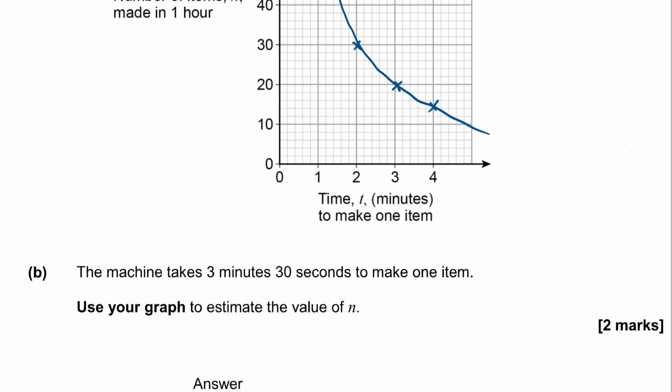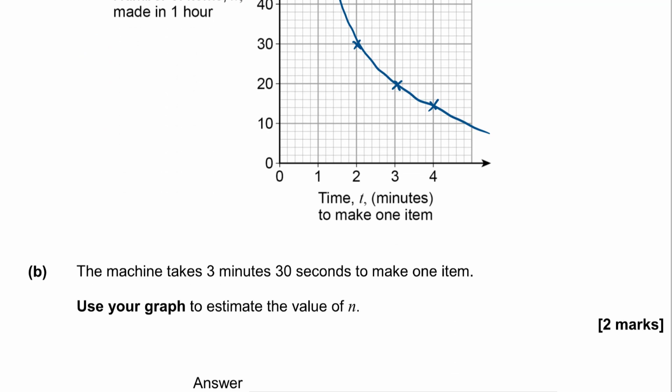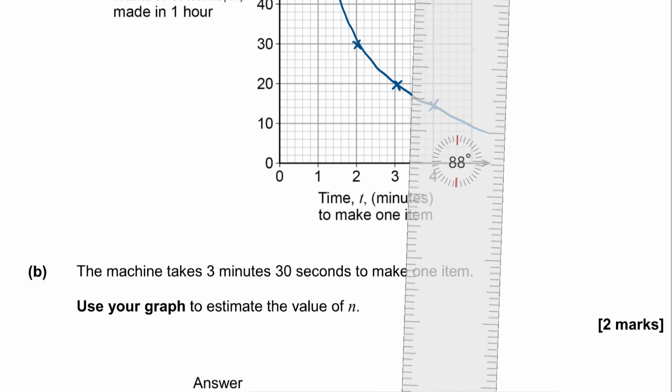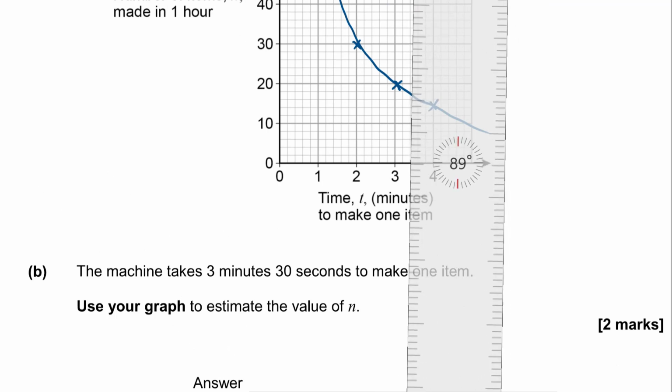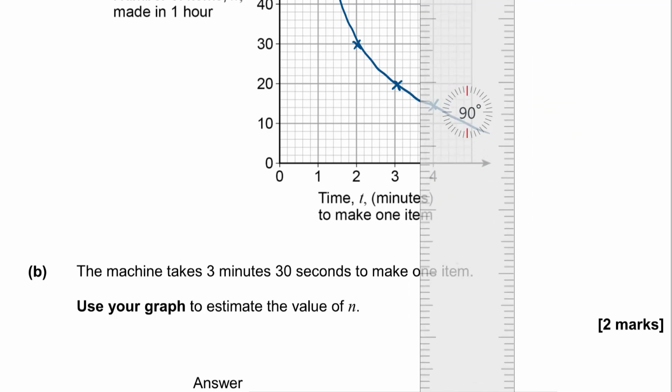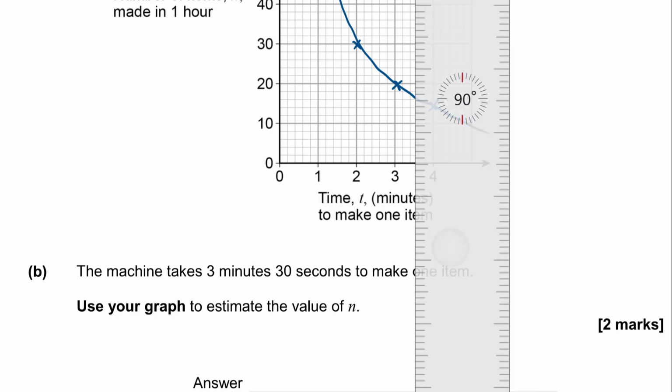Okay, right, so part B says the machine takes 3 minutes 30 seconds to make one item. Use your graph to estimate the value of n. So 3 minutes 30 is halfway between 3 and 4. Let's get the ruler out. Draw a line up from 3.5, which is halfway between 3 and 4, to the line.